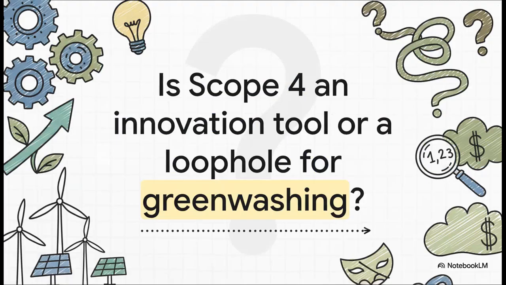This framework gives us the tools to ask the tough questions and analyze a company's claims, but it also leaves us with a huge critical question, especially around this newest scope. Is Scope 4 a vital tool that encourages companies to create real climate solutions, or could it become a convenient loophole, a form of greenwashing that lets companies distract us from their own ongoing pollution in Scopes 1, 2, and 3? That right there is the critical debate that's going to shape the future of corporate accountability.